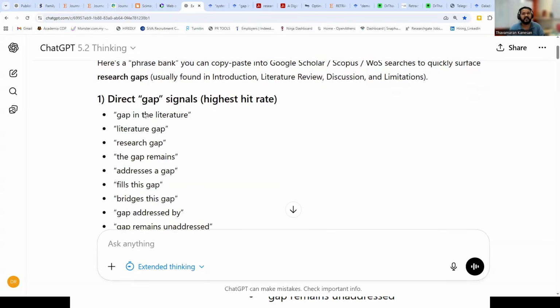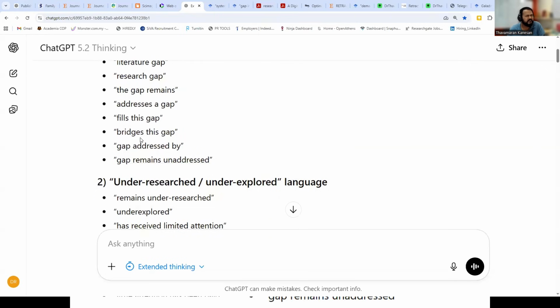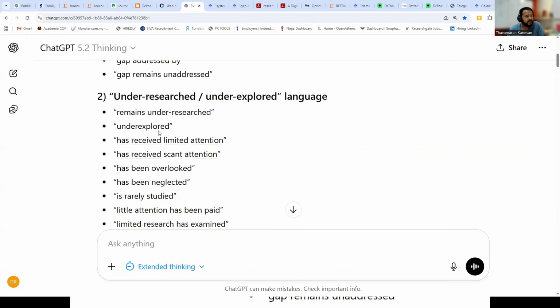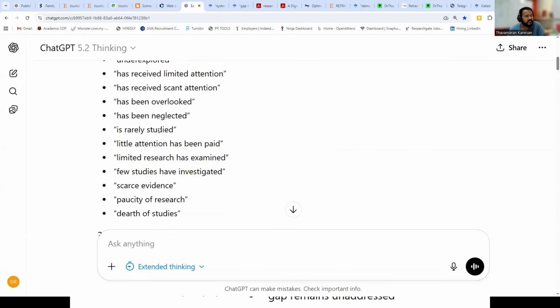These are the phrases that they use in papers: gap in the literature, literature gap, research gap, gap remains, addresses a gap. All these are phrases that they use when introducing their gap in the literature in published papers. These are the data crunched by AI.